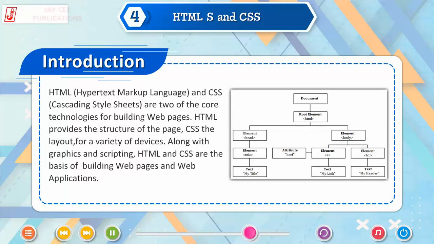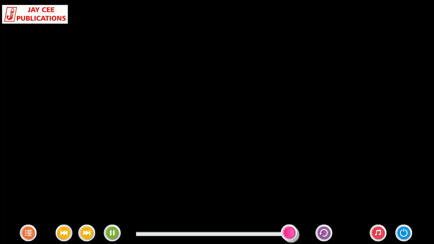HTML, Hypertext Markup Language, and CSS, Cascading Style Sheets, are two of the core technologies for building web pages. HTML provides the structure of the page, CSS the layout for a variety of devices. Along with graphics and scripting, HTML and CSS are the basics of building web pages and web applications.